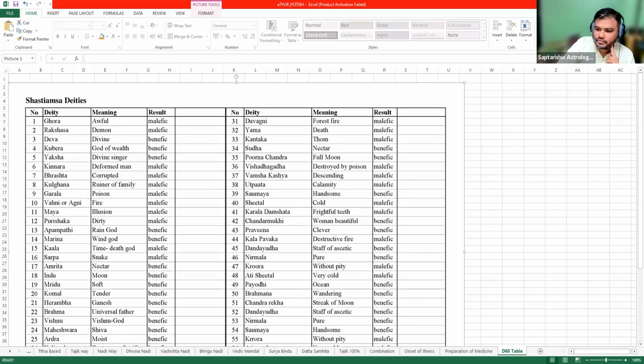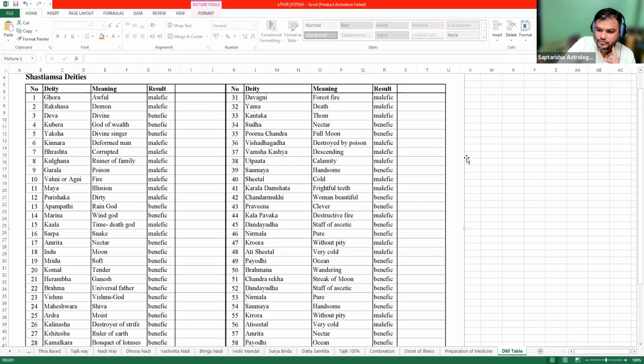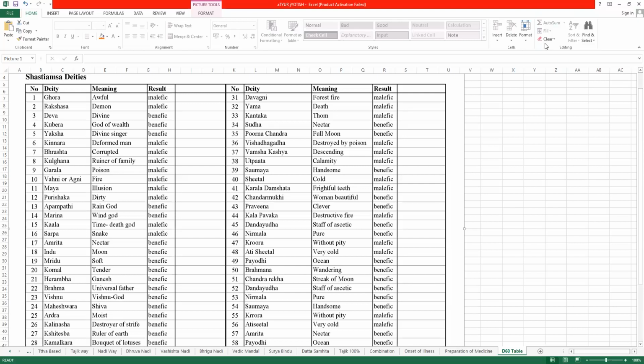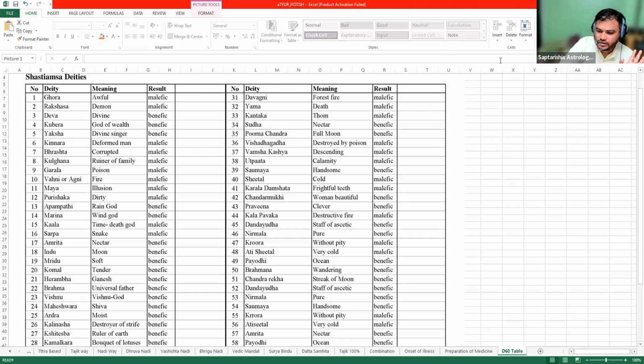Is the screen visible? Excel sheet? Yes, sir. Okay. Don't worry about these details. These details are given in every book. If you have a divisional charts book or on the internet also, you will find it. Sir, please show the chart one more time. What exactly are you asking? Sir, I was asking for this chart. I can see it on my screen now. Is it visible? Shashtiamsha D60. Yes, it is visible now. Okay.